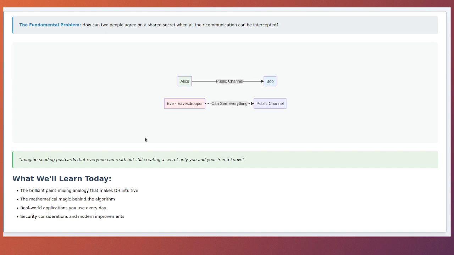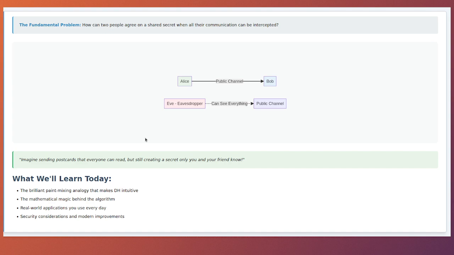Imagine you and your friend want to share a secret password, but you're in different countries and can only communicate through postcards that everyone can read. How do you create a shared secret without anyone else knowing what it is? That's exactly the problem Diffie Hellman solves.